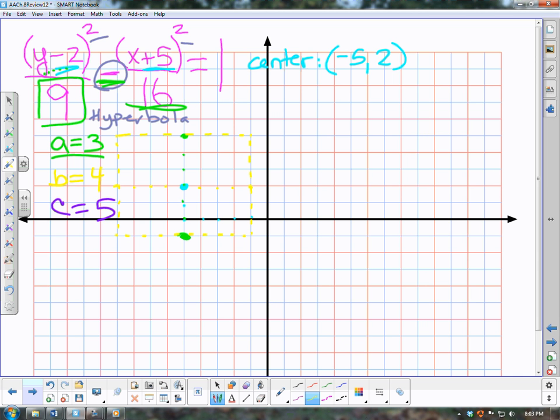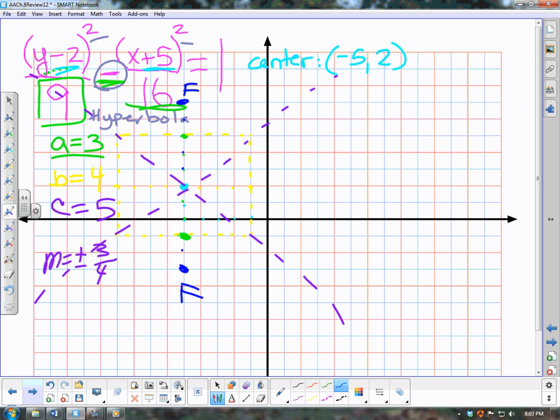And the slopes of our asymptotes would be plus and minus 3/4. So that's this line and this line. And then there's our focus, and there's our focus. And then our hyperbola does that. And that.